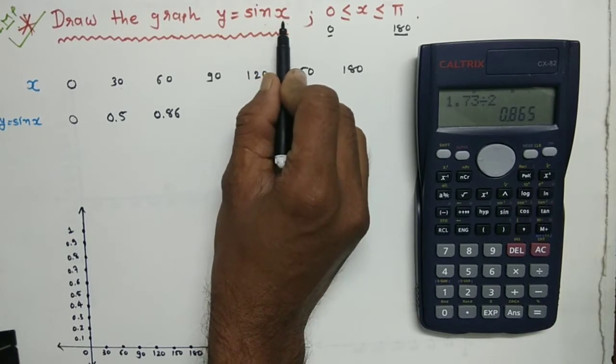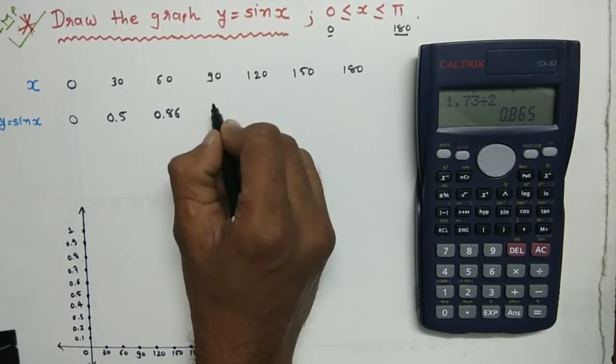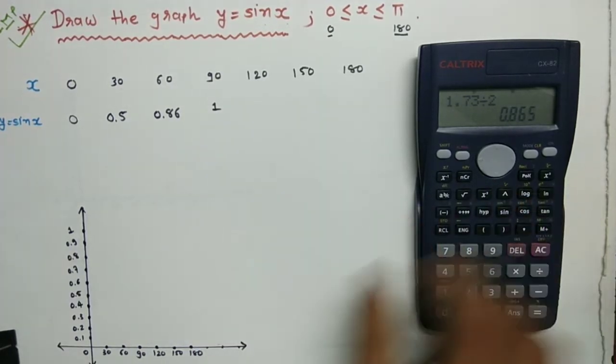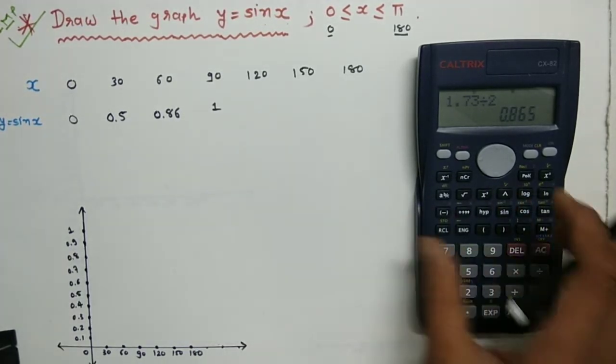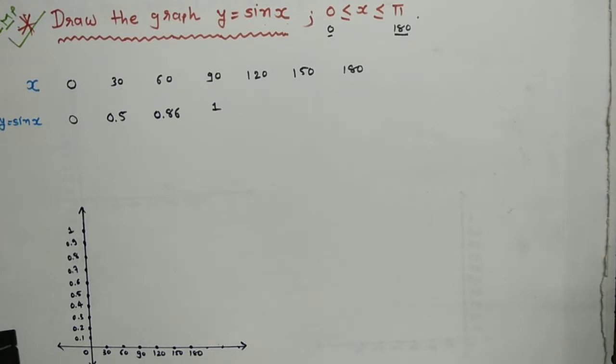Now put the value of x is equal to 90 in this function, then y is equal to sin 90. Sin 90 is equal to 1. Now the value of x is equal to 120.